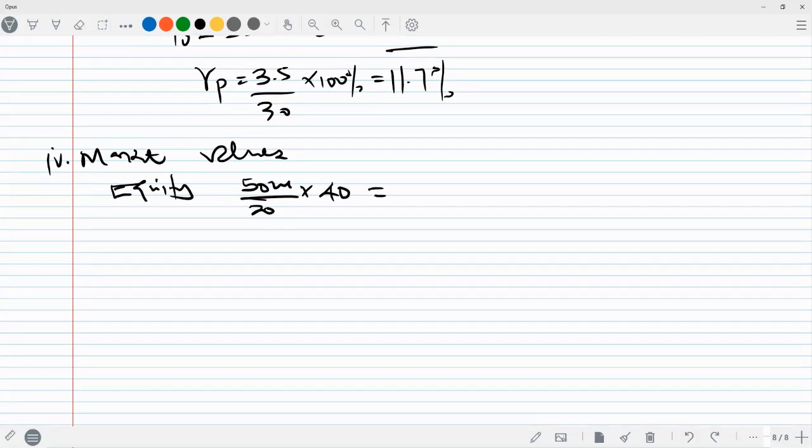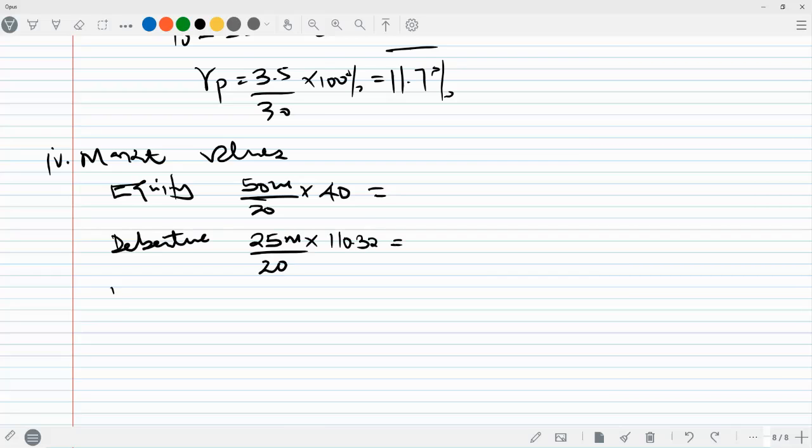Then we get the market value of the debentures of the company, which is equal to the number of debentures issued, which is 25 million nominal value, divided by the nominal value per debenture, which is 20. We multiply by the market value per debenture, which is 110.32.